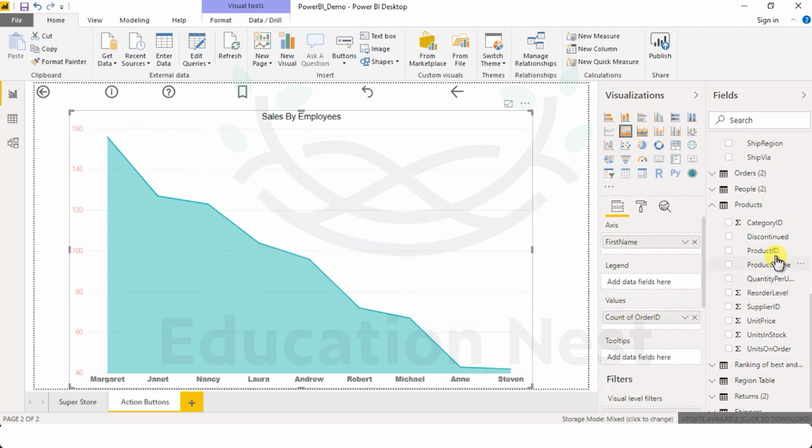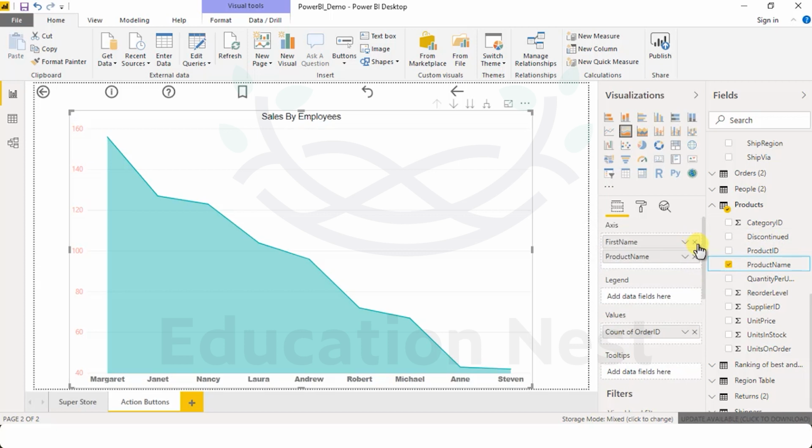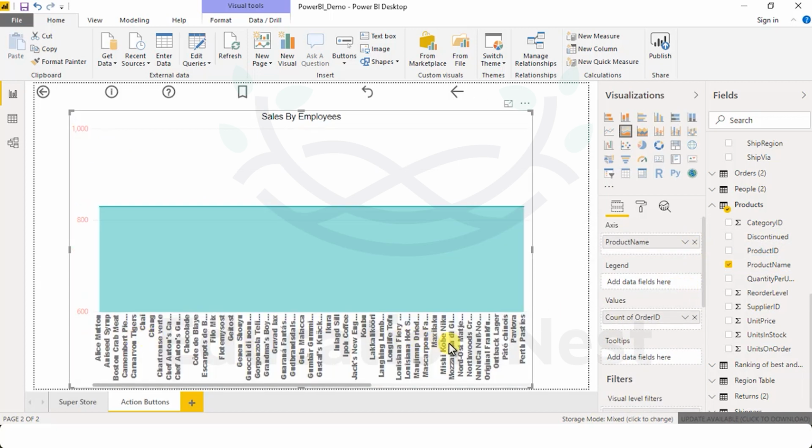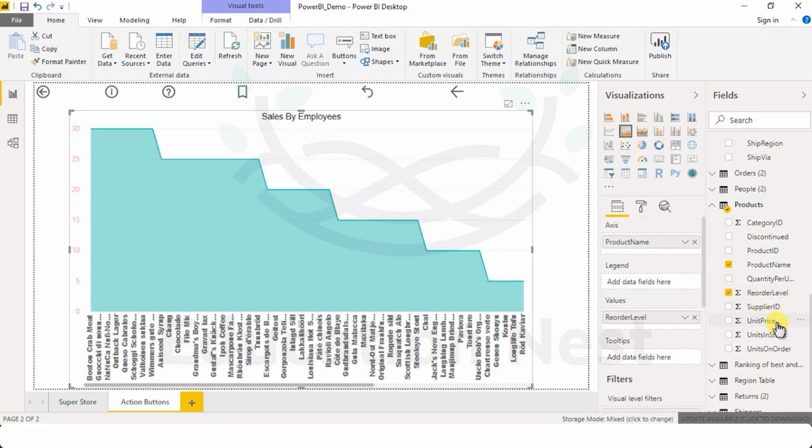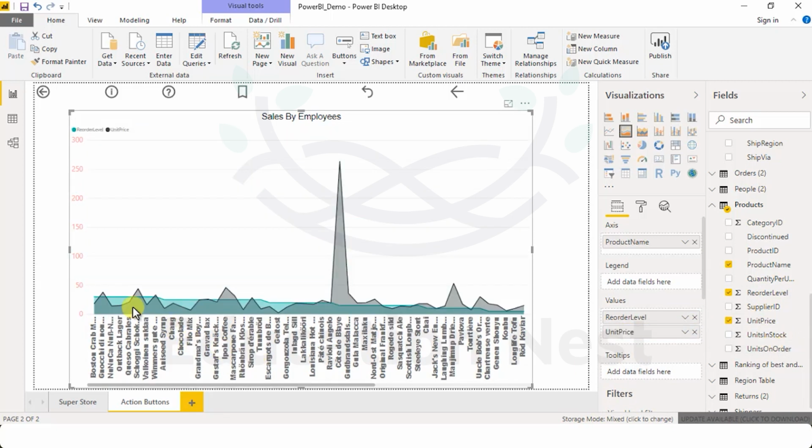Now let's have a look at probably product name. So this is the product name. So you have all the product names. I want to check the reorder level and I would have to check the unit price. So this would give us the trend. This is giving us the trend of where the gaps are coming.